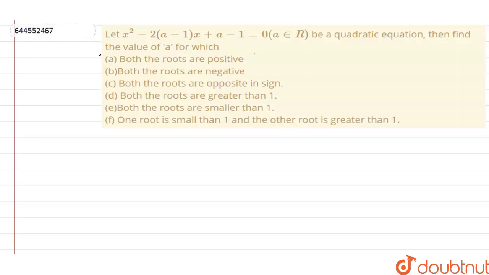In this question, it is given to us that we are having a quadratic equation and we have to find values of a for different nature of roots. Okay, so first is when both the roots are positive in nature.